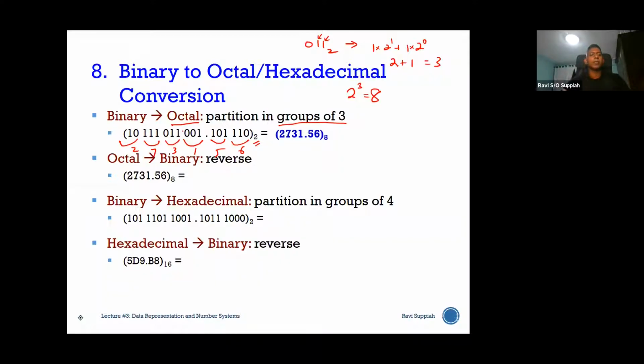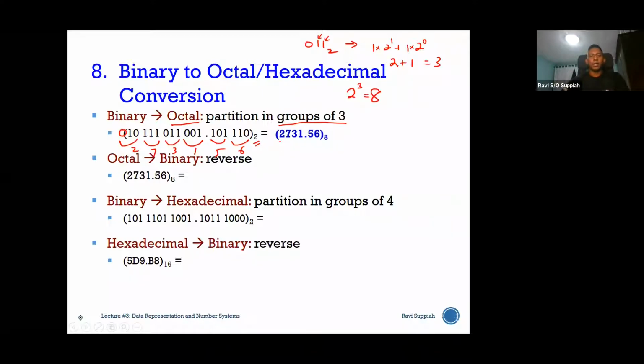For the first grouping here, you can see that after I group in groups of 3, it's important that you start from the decimal point and then go to the left and right. Why is it important? Because for bits that are not represented, where you don't have additional bits, you need to make sure you put a 0 in front automatically. So in this case, since binary to octal, we are partitioning in groups of 3. This upper 2 bits, you can add one more 0 in front. So that is why you get 0, 1, 0, and 0, 1, 0 is 2.